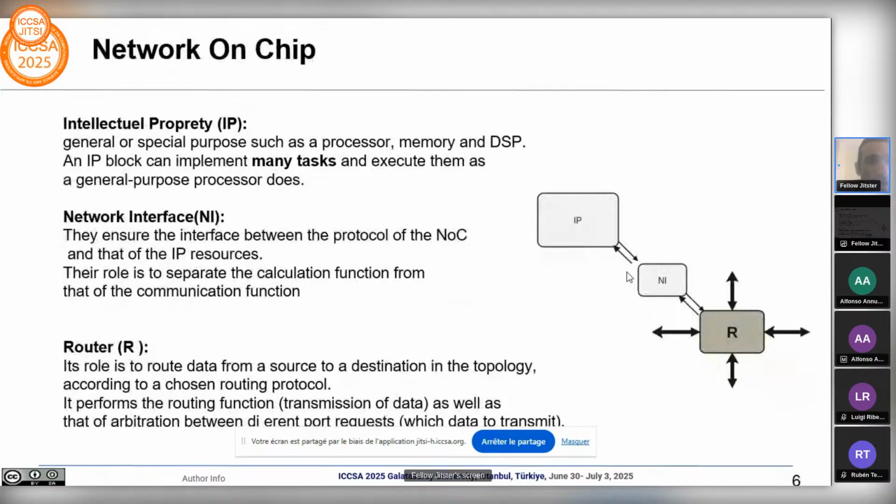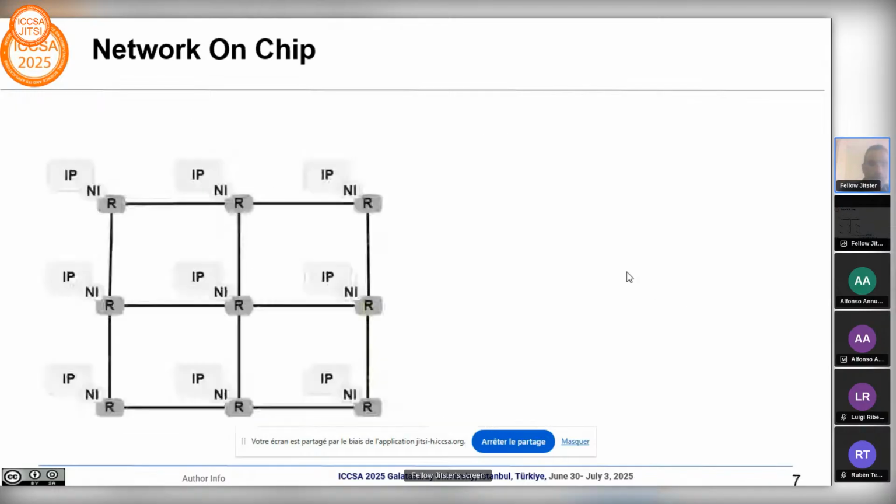The components of network on chip are intellectual property, which is general or special purpose such as processor, memory, or DSP, and also the network interface, which ensures the interface between the processor and the router. The router routes data from source to destination using a protocol. To organize these components, we use a topology.